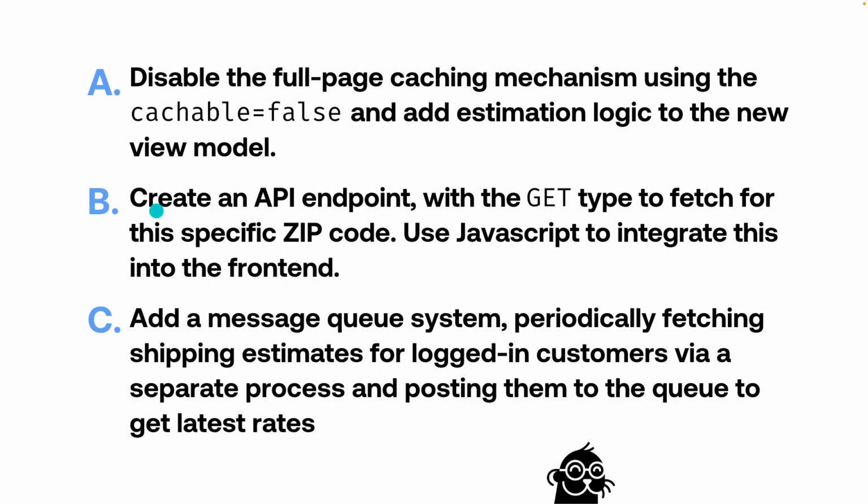So let's take a look at option B. Create an API endpoint with a GET type to fetch this for this specific zip code. Use JavaScript to integrate this into the front end. This actually sounds pretty reasonable. And one benefit of using the GET type is that it actually can be cached.